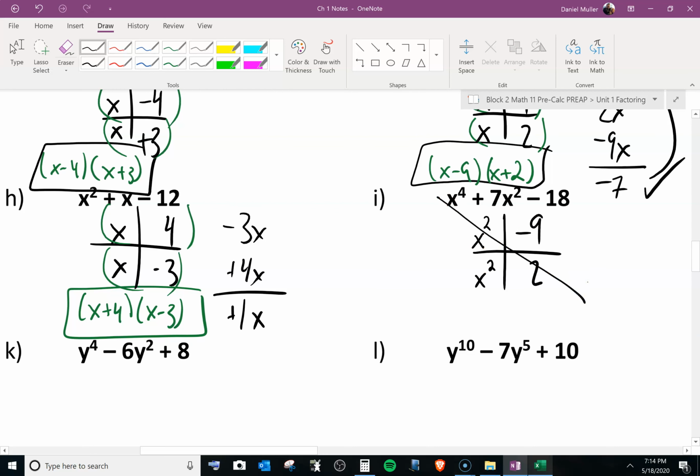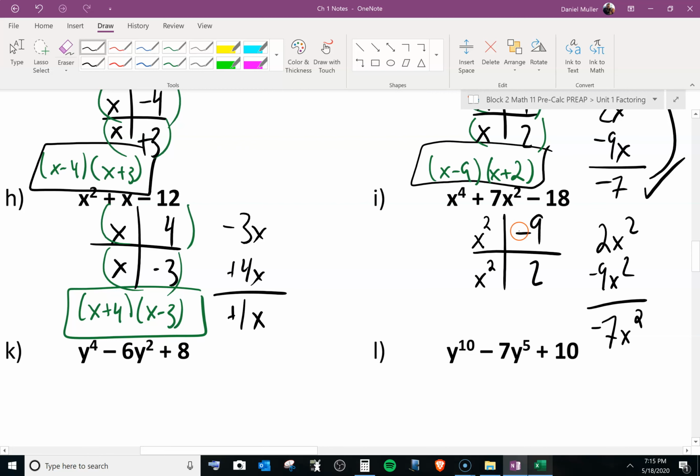So this diagonal right here is going to be a 2x squared. And this diagonal is a negative 9x squared. There's more negatives, so my answer is negative 7x squared. That is not what I need. I need a positive 7x squared. So I got the number right, but the symbol wrong.